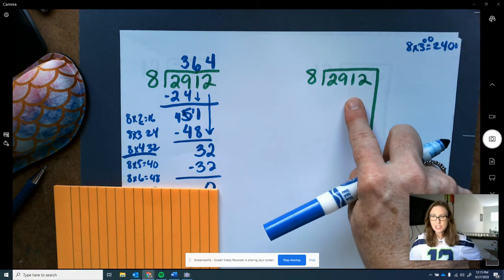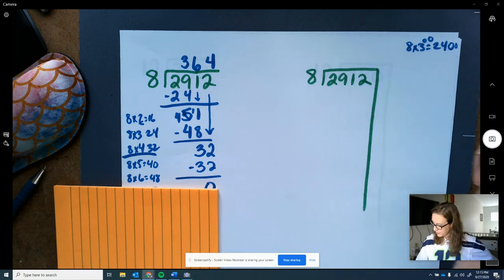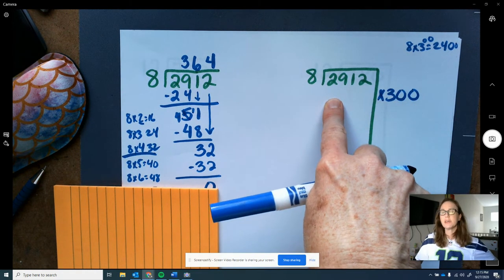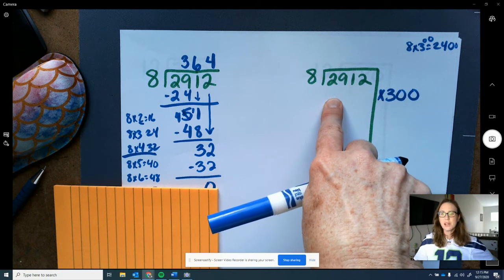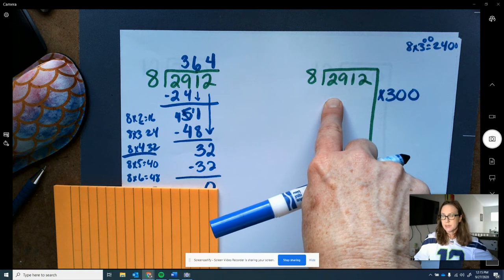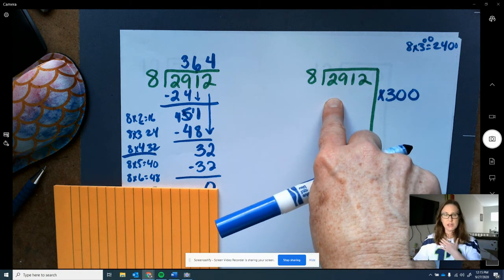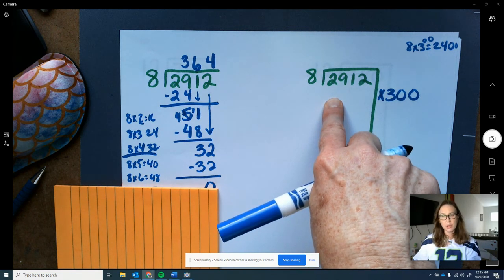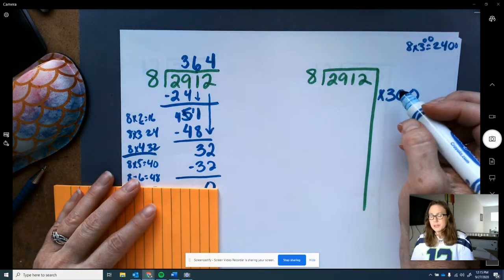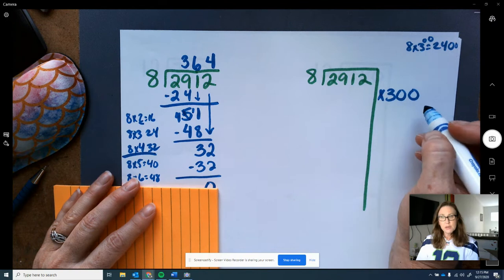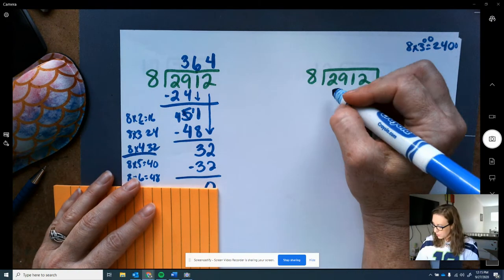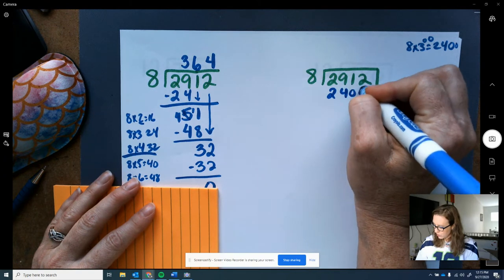So do I have at least 2,400 there? I sure do. So this time the scenario is going to be, I have $2,912 and I want to split it with my 7 friends, myself included. So that's 8 total people. I want to share my newfound wealth with everybody. So I'm going to start by giving everybody $300. If I give everybody $300, I have given away $2,400.